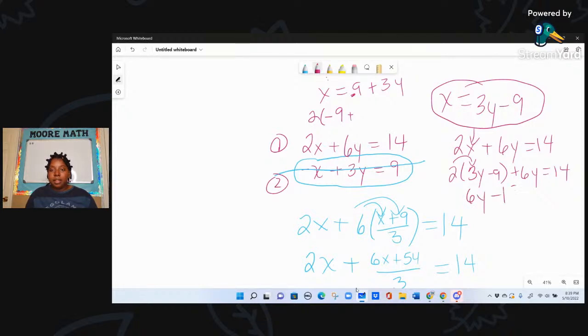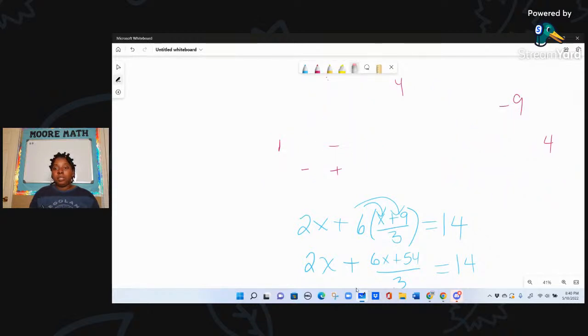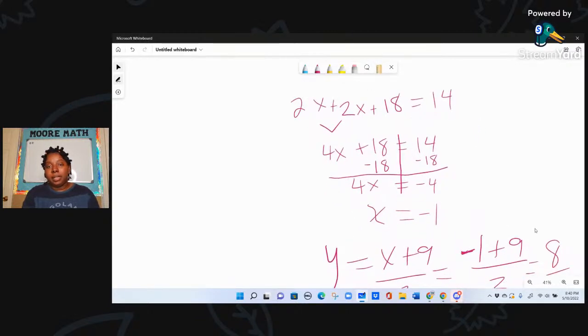So 6y minus 18 plus 6y equals 14. I know I got a lot going on right here. But that way would have been a lot easier for you to solve for x first. But you're still going to get the same answer for all of it. No matter which way you do it, substitution, elimination. But yeah, it is harder than elimination. I prefer elimination. I mean, you're basically doing the same thing.